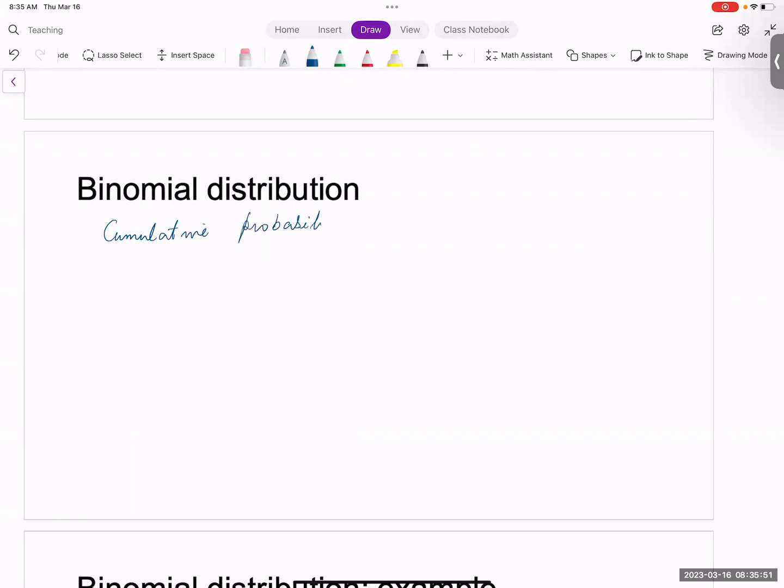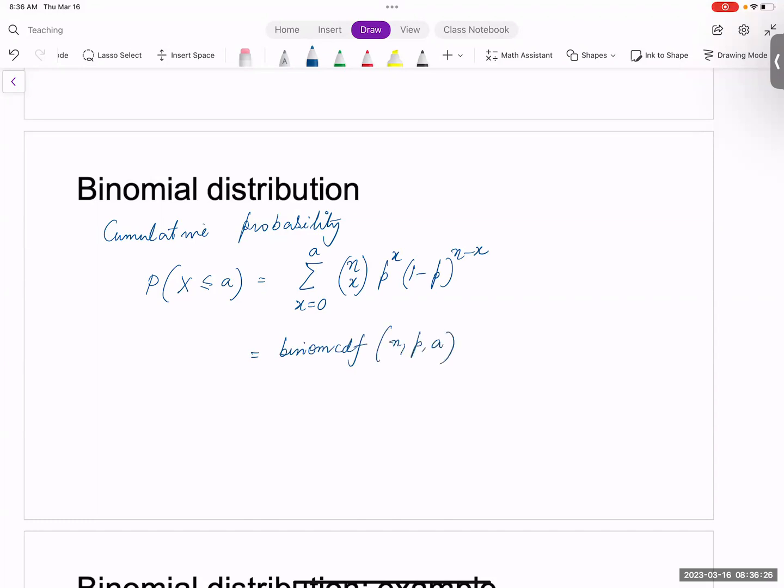And in this case, we are interested in the probability that x is less than or equal to a. You can find this by taking a summation of all the probabilities for all the possibilities. So x can go from 0 to a, and you take a sum of n choose x, p raised to the power x, 1 minus p raised to the power n minus x. On your calculator, you can do binomcdf of n comma p comma a.